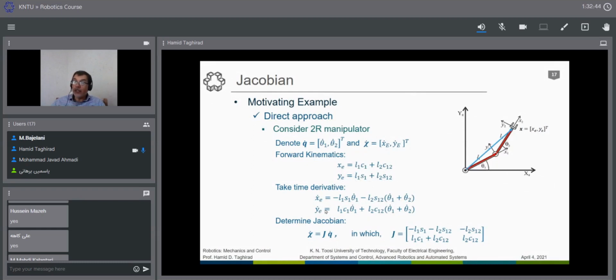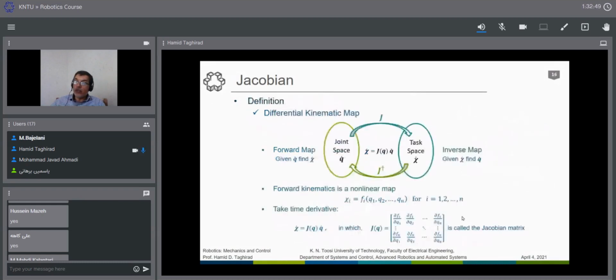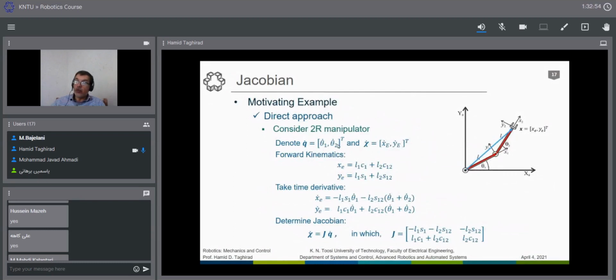If you have this relation, just factorize theta dot 1 and theta dot 2, like here, as q dot, and xe dot, ye dot as this part. The relation comes to a matrix here. We have a matrix with entries L1 S1, L2 S12, L2 S12, L1 C1, L2 C12, L2 C12. A 2 by 2 matrix.